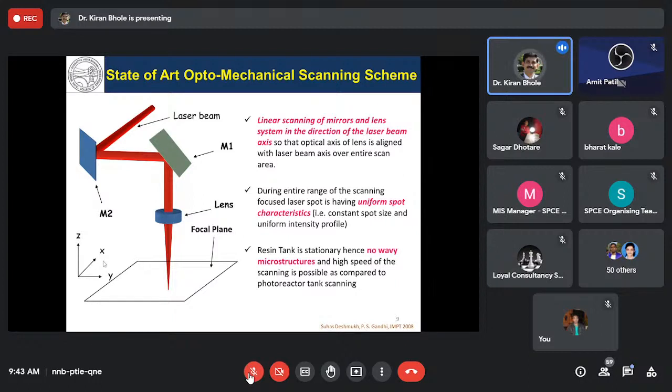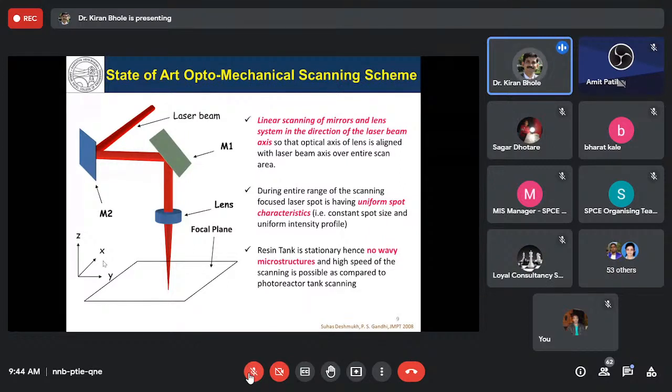So this is the state of the art on-axis optomechanical scanning scheme, and it is going to give uniform spot characteristics all around the range of the scan. Thus the spot size remains constant, with uniformity in intensity profile, so we will be able to generate a component of large length and high resolution. You can print lines with a resolution of maybe 6 micron or 7 micron, depending upon the focus spot dimension that we have.